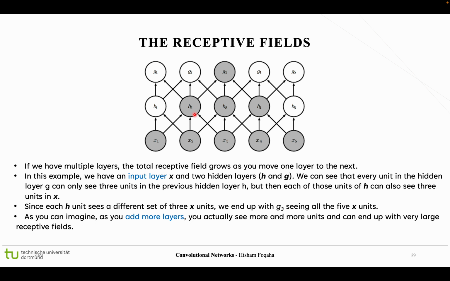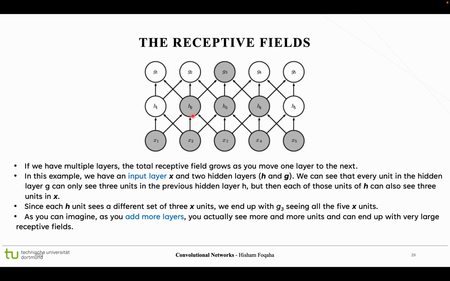Since we have different H units, the 3 of them can see different sets of X units. For example, H2 can be activated by X1, X2, and X3, and H3 is affected by X2, X3, X4, and H4 by X3, X4, X5. Since each H unit sees a different set of 3 X units, we end up with G3 seeing all the 5 X units.